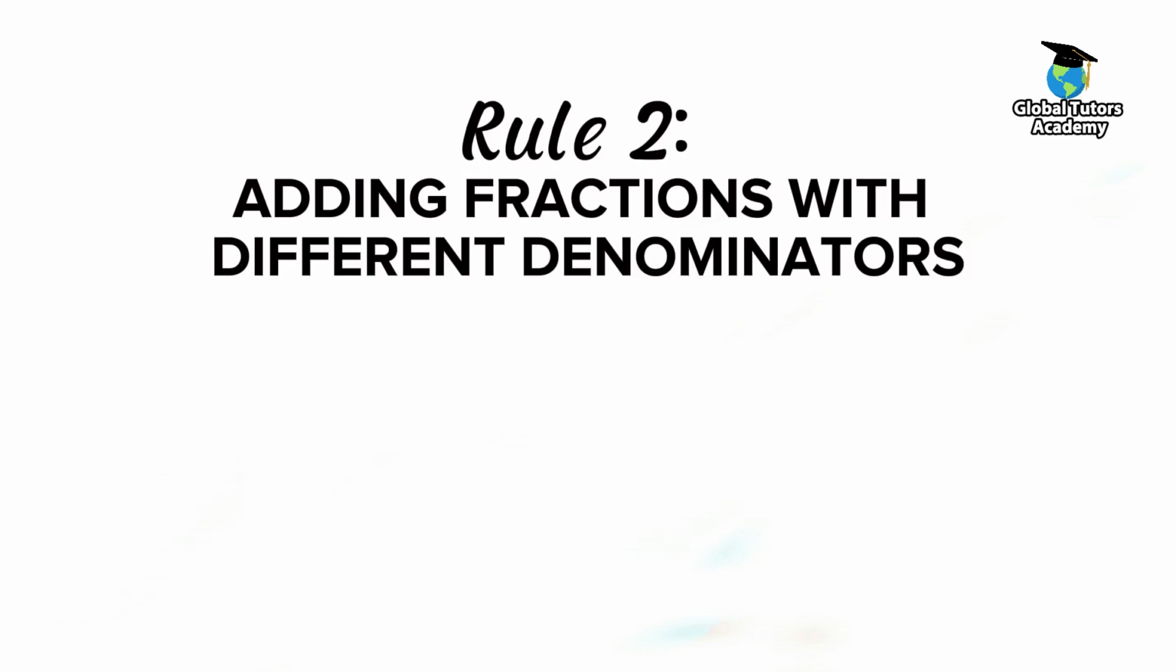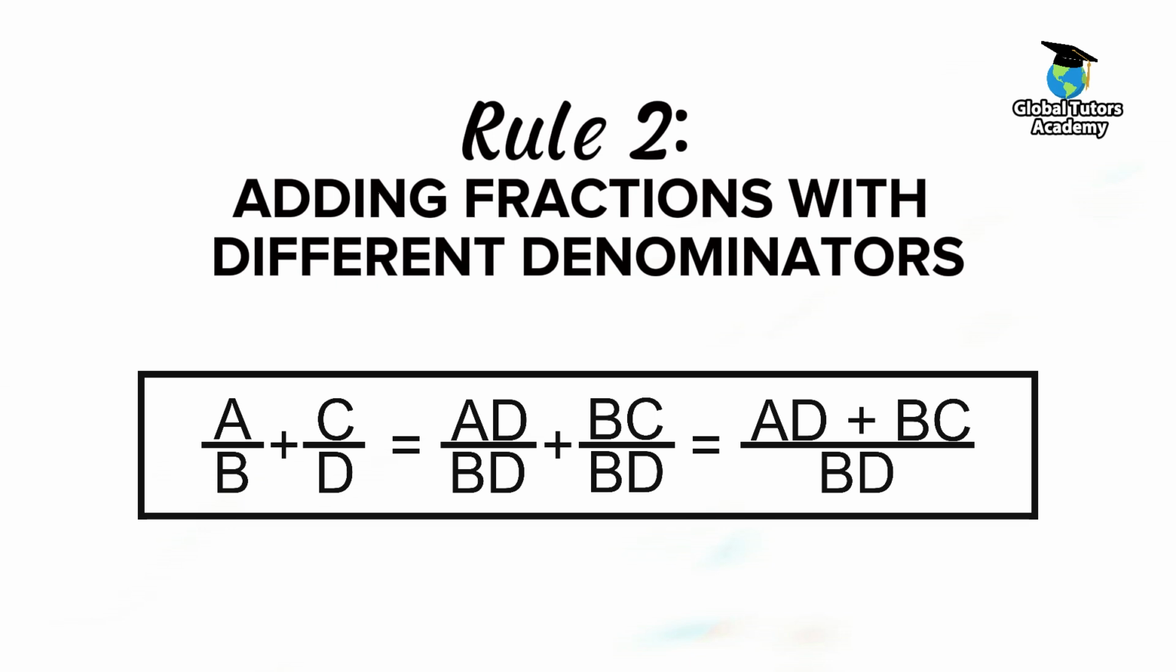Rule number 2, adding fractions with different denominators. When the denominators are different, we find a common denominator from what is given using multiplication. For example, multiply A by D and C by B. Then take the common denominator BD. So, A over B plus C over D becomes AD plus BC over BD.